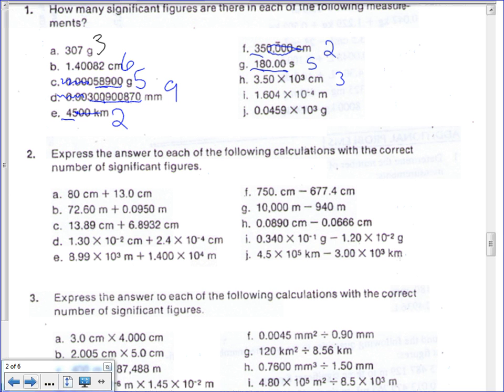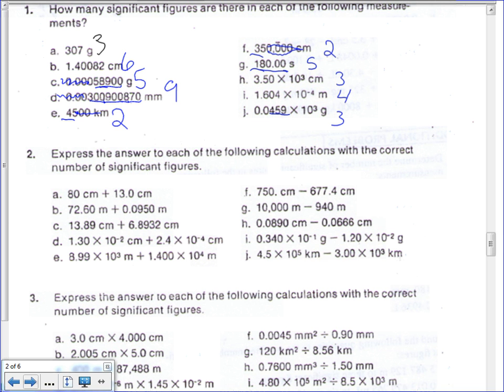1.604 has 4 significant figures. And J, 0.0459. For one thing, this number is not in correct scientific notation because the number has to be greater than 1 and less than 10. But looking beyond that, we just see the 459, so it has 3 significant figures.